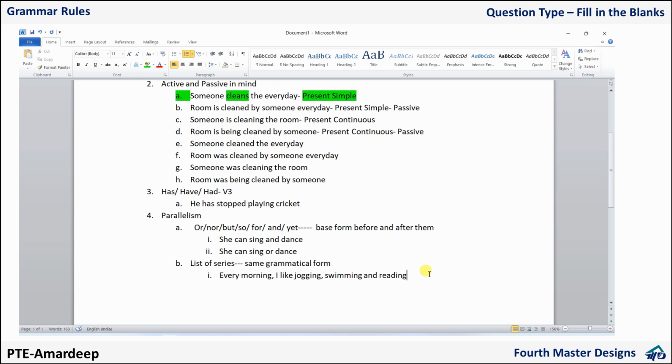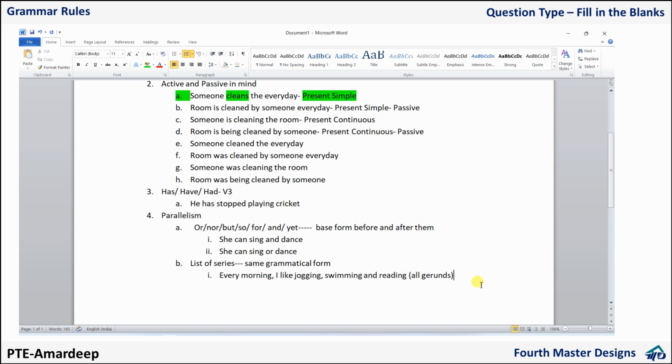Okay, guys, now what is the rule here? They all are your gerunds. If I write read, then it will become your what? It won't be your noun, it will be your verb. So it will be incorrect.